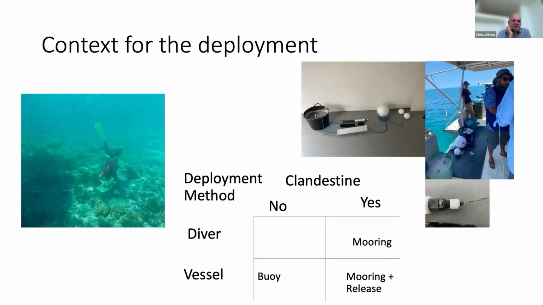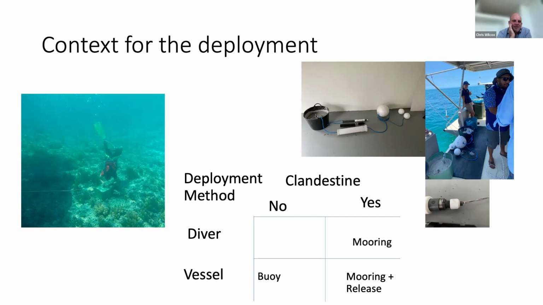Okay, so I just touch on this sort of context for deployment. Apologies, this slide doesn't look like it's rendering quite perfectly. But more or less, one of the key things to think about is, how are you putting the gear out? And then, do you need it to be clandestine or not? So if you don't need it to be clandestine and you're out with a vessel, you can just put a buoy on the surface with a rope down to your weight, concrete block or whatever that's keeping it from moving around, and attach the hydrophone to that, and you're done. It's very cheap and easy.